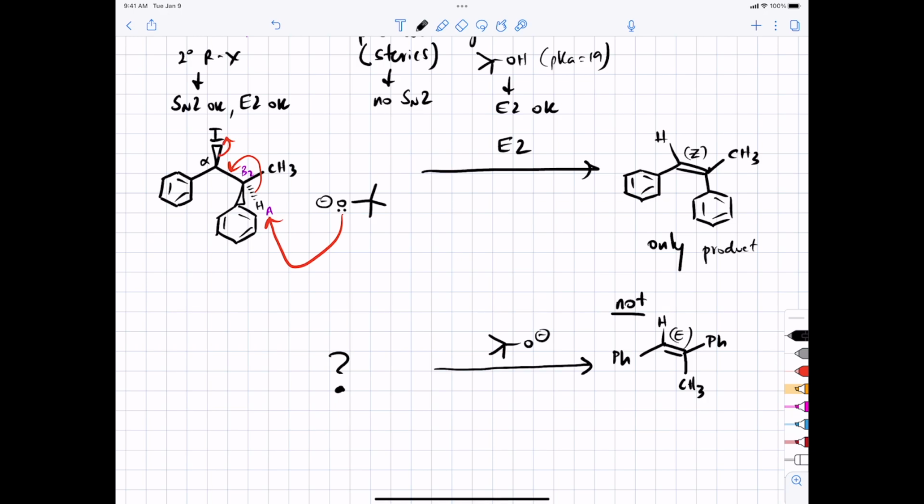It turns out that the E2 reaction is an example of a stereospecific reaction, meaning if you start with this specific stereoisomer, you have to get this particular stereoisomer as your product. And we'll see that a different stereoisomer would lead to this E stereoisomer.